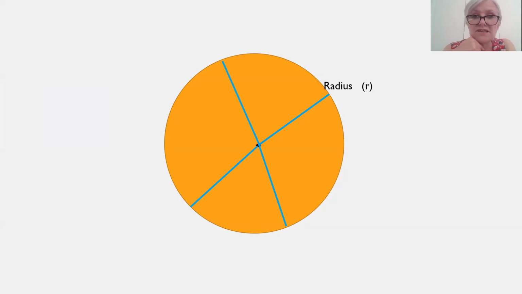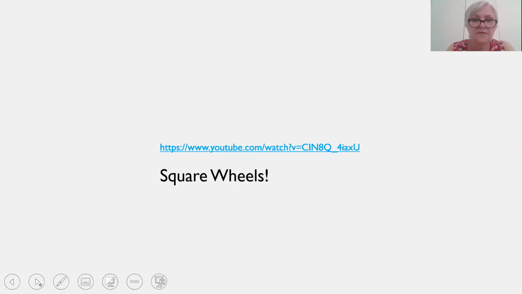If you had a radius that was longer than another radius, then the circle wouldn't be smooth, would it? The circle would be jaggedy like that, because all the radii would be the wrong size. Okay. Oh, here's an example of why.